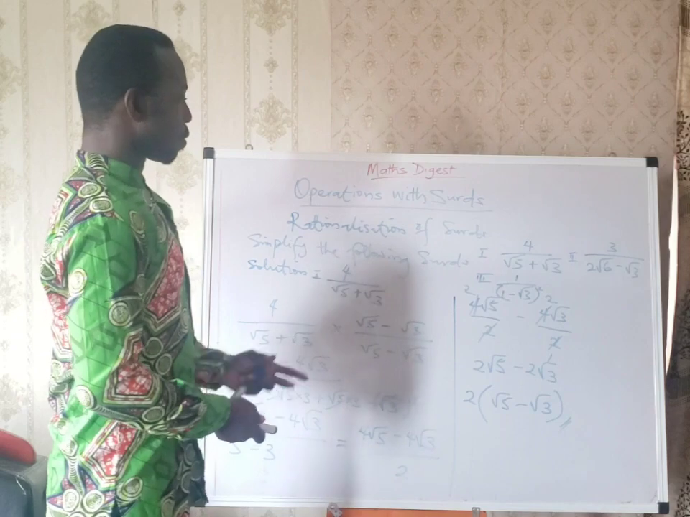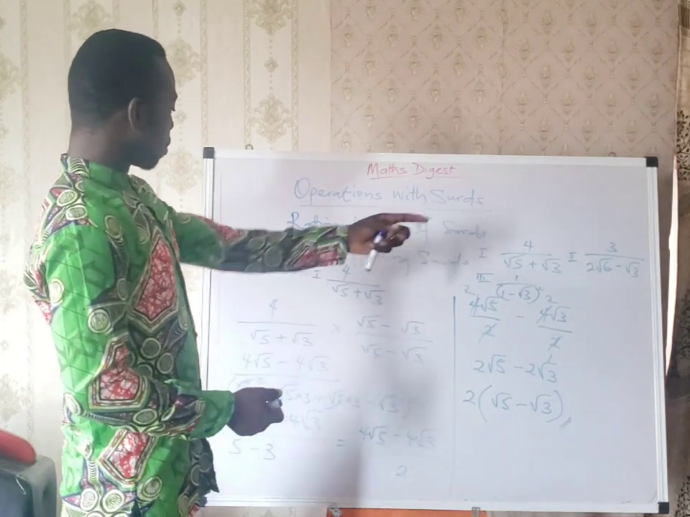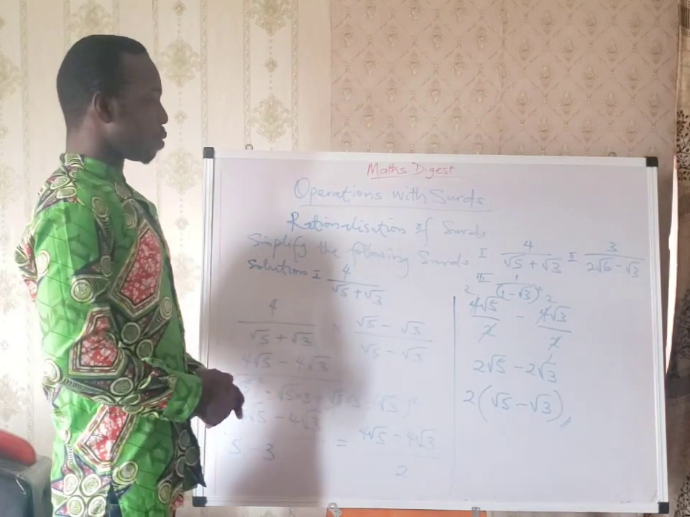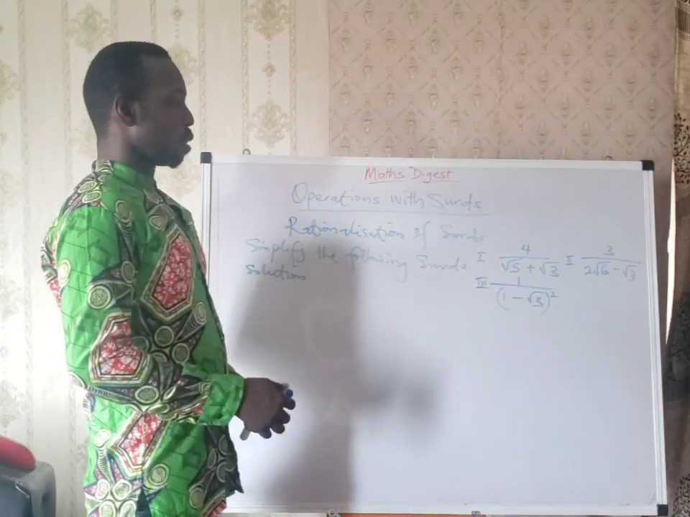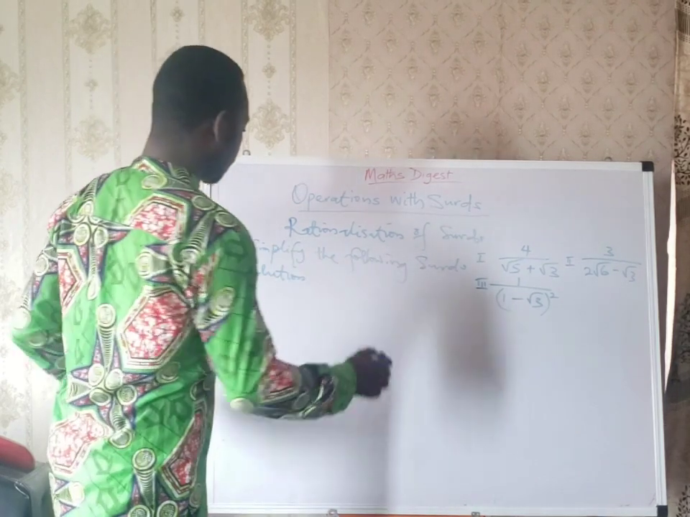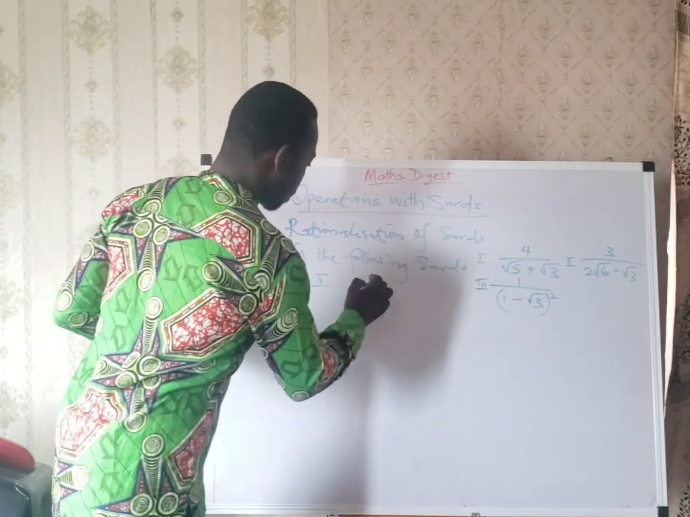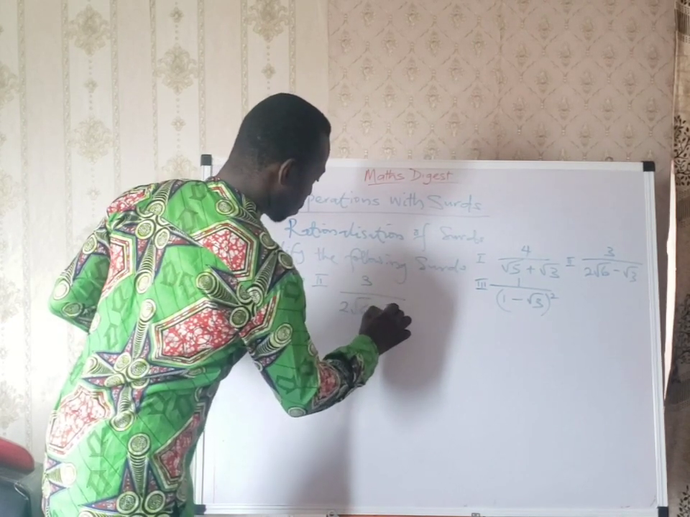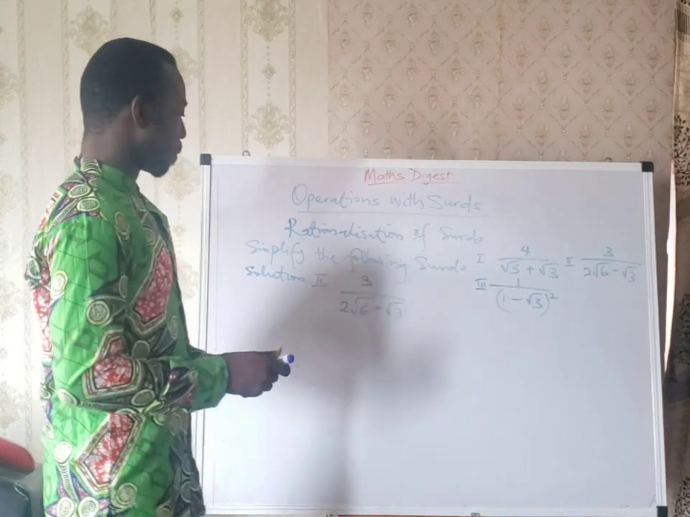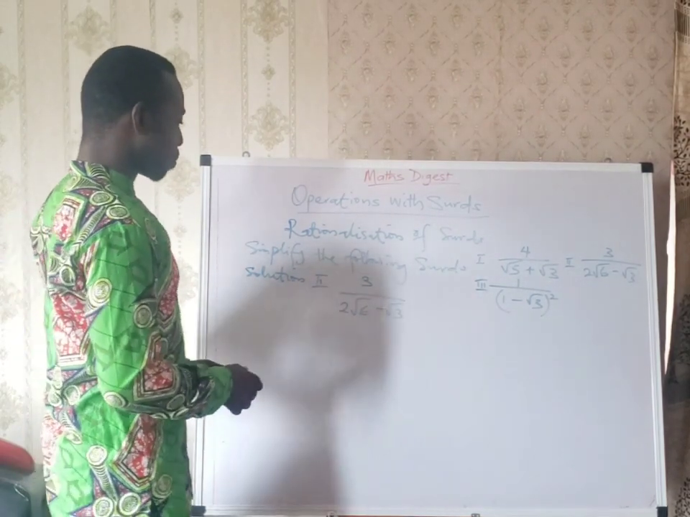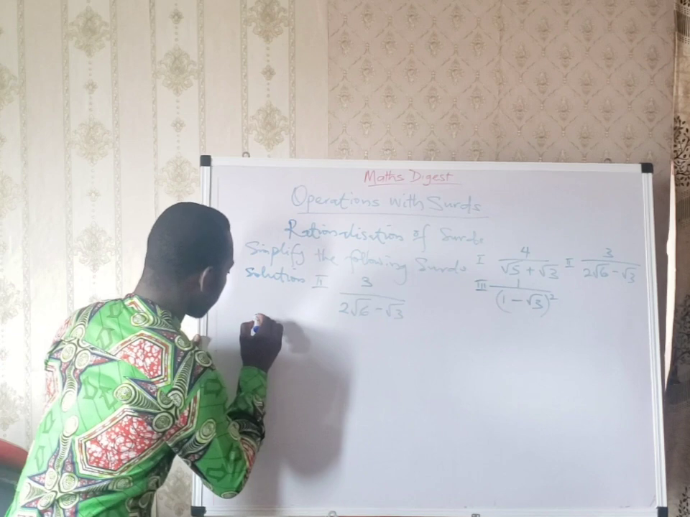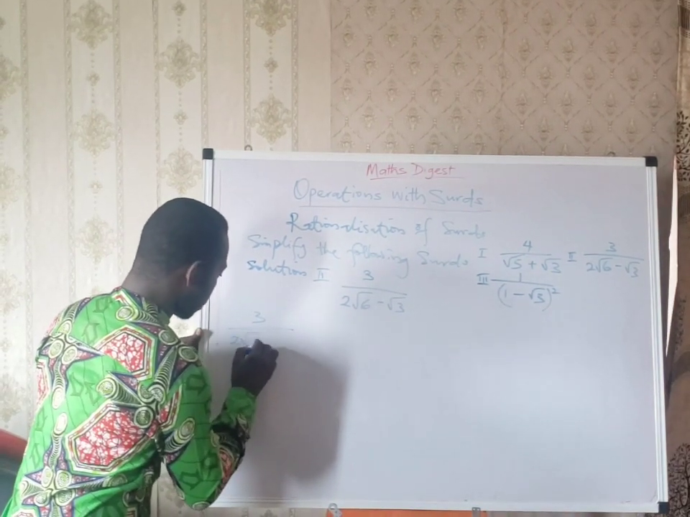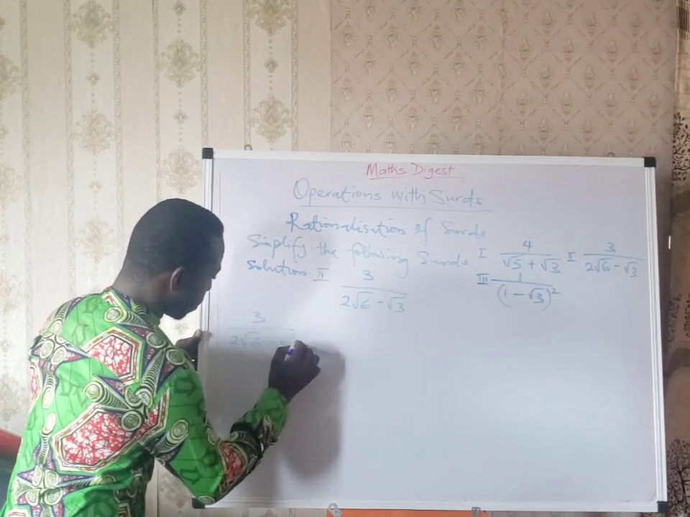All right, stay tuned while we bring you the second example. Let's prepare the board, so stay tuned. Okay, the second example, we have 3 over 2 root 6 minus root 3. Now you can still have 3 over 2 root 6 minus root 3.